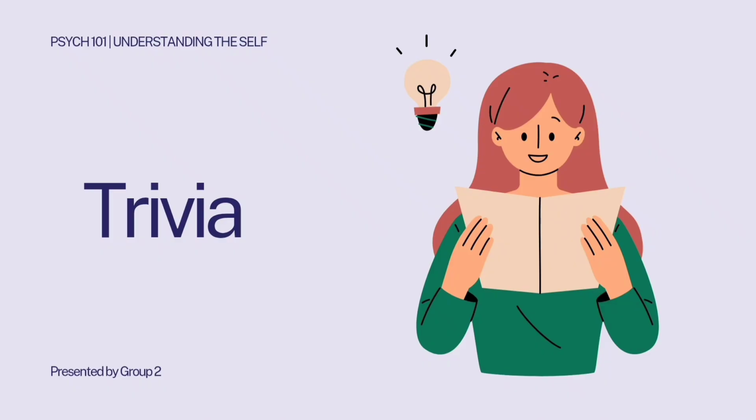For our trivia, did you know that Mead's work Mind, Self, and Society was published after his death? Yes, it was a posthumous work. His students at the University of Chicago compiled all of his works and published it in 1934.